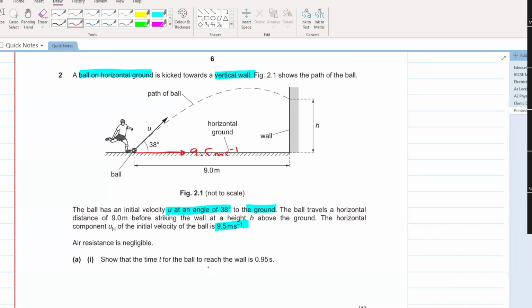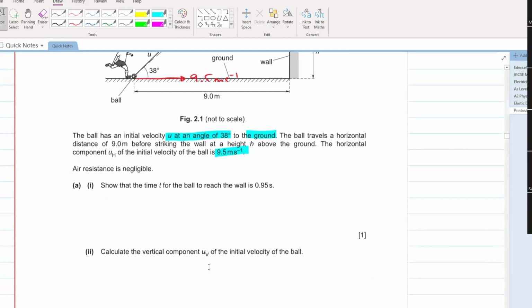A very simple question has been asked, nothing complicated. You are given the horizontal velocity as 9.5 m s^-1. The horizontal distance is 9 meters. So you have the velocity 9.5 m s^-1 and the distance is 9 meters. Can you calculate the time?